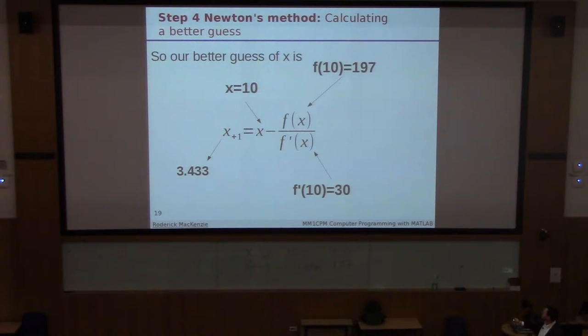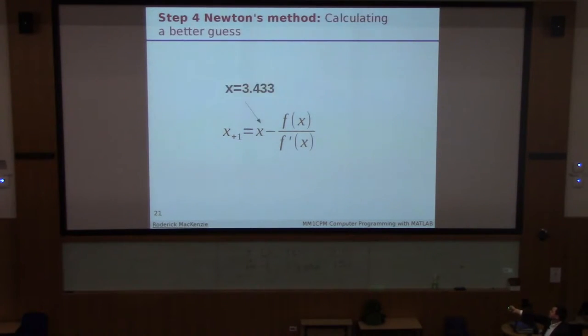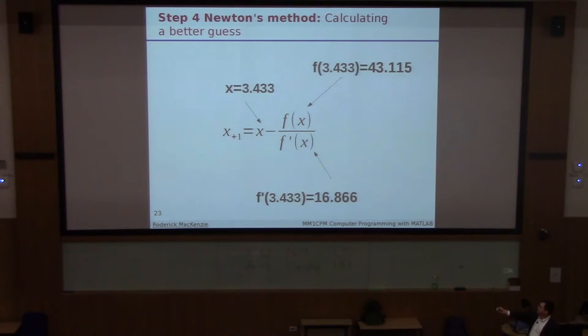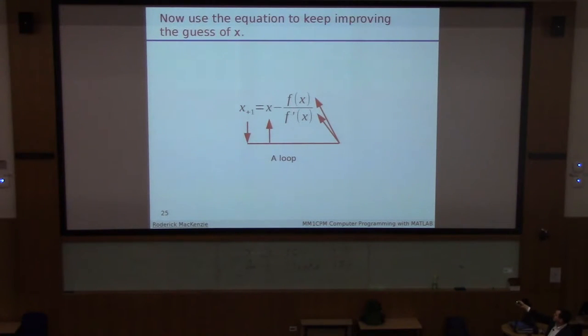Then Newton, this clever guy, said take this better guess of x and stuff it back into the equation and evaluate everything again. So what's x? 3.433. I won't ask what f of x is at 3.433 because I couldn't evaluate it in my head, but I put it into the computer, and it's 43.115. And f dashed of x at 3.433 is 16.866. So now we can make an even better guess of x by solving the right-hand side of this equation, and our even better guess of x is 0.87697. So we basically just pop this answer back in here, round and round, until we get an answer that converges.